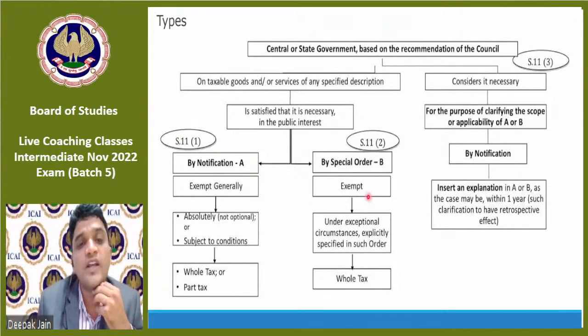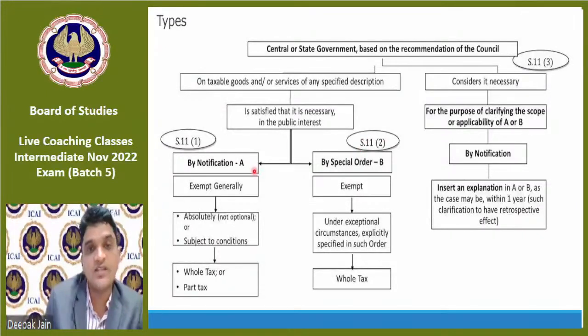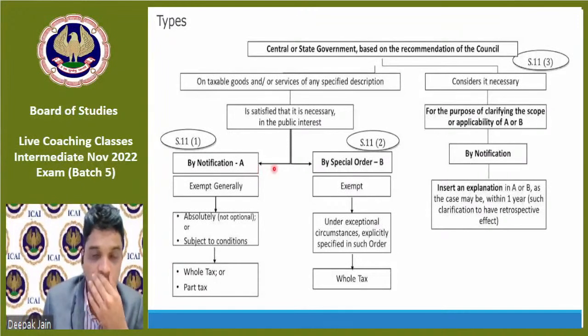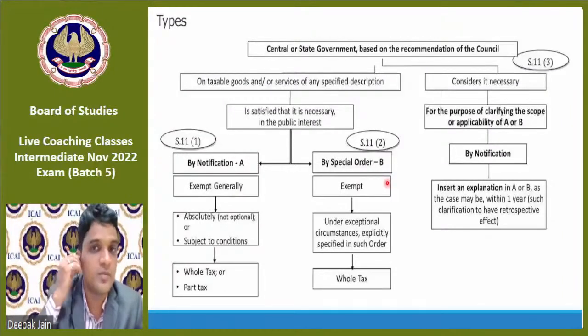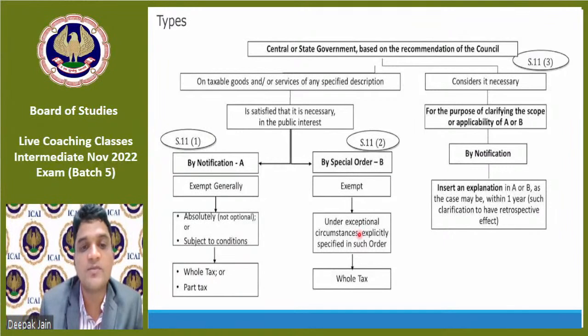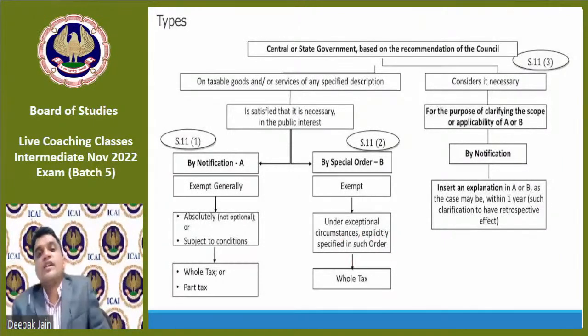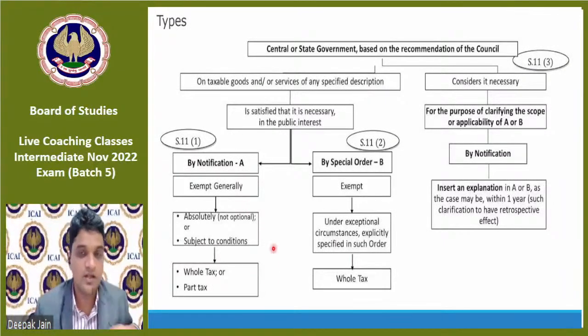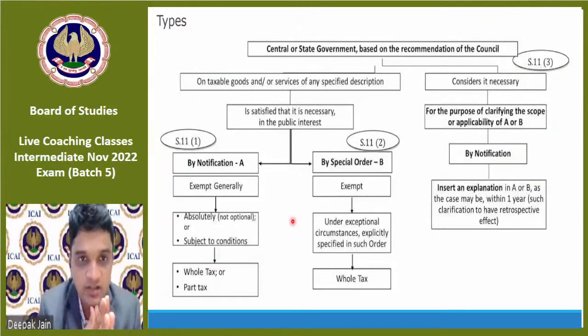Then section 11.1 says that it could be passed by a notification. The exemption could be given by a notification, or the second option is it could be given by a special order. Exemption could be by a special order under exceptional circumstances explicitly specified in such an order. So generally exemptions are given by notification, but if the government feels that the notification is not justifiable, or it directly has to come from the ministry, then they can give an exemption through a special order.